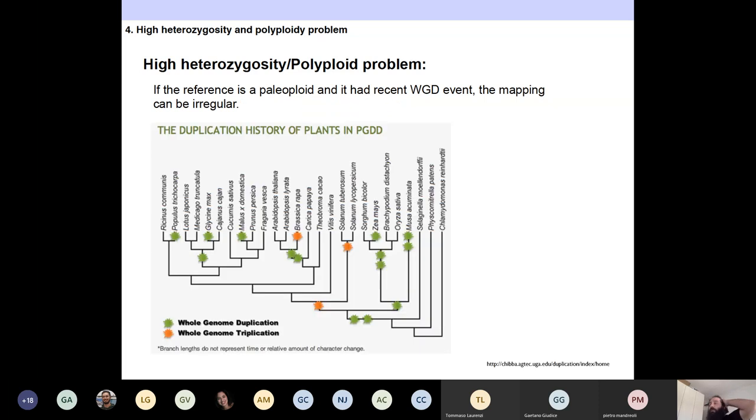With polyploids, of course, when we are working with plants, plants are highly polyploid. You also have events of polyploidization in the history of these plants. If you are looking at bananas, you have, for example, 1, 2, 3, 4, 5 in the last 150 million years of banana evolution. Or if you are looking at, for example, a biopsy, you have 3. So you have a lot of different whole genome duplications that may produce distortion.